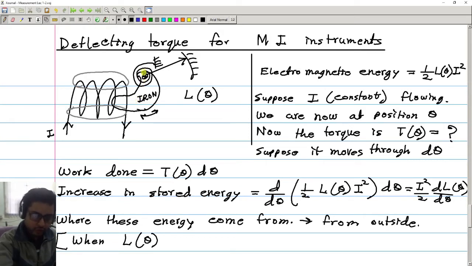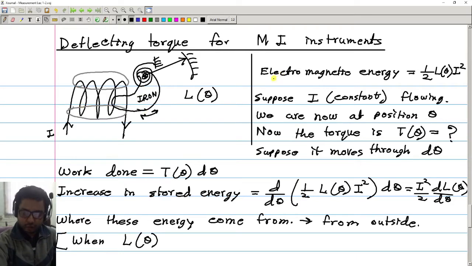For now, forget about the spring, assume that there is no spring, because the torque or the force that is acting on this iron piece due to this electromagnet is the same no matter whether there is the spring or not. So forget about the spring and let us find out the force or torque which tries to bring this iron piece closer to the coil.